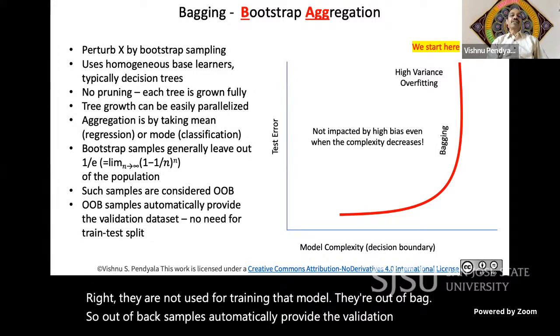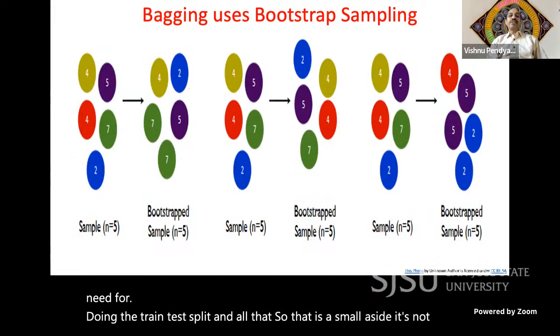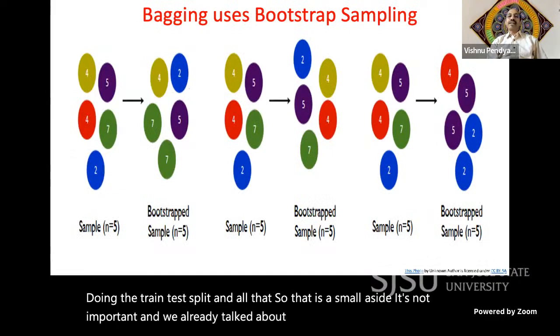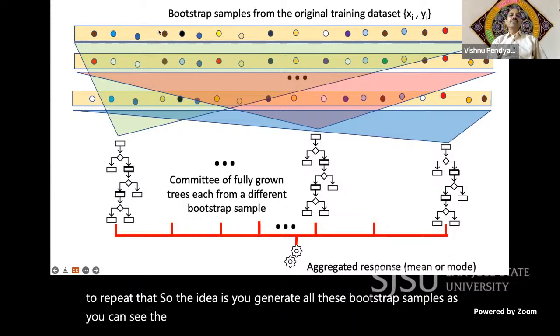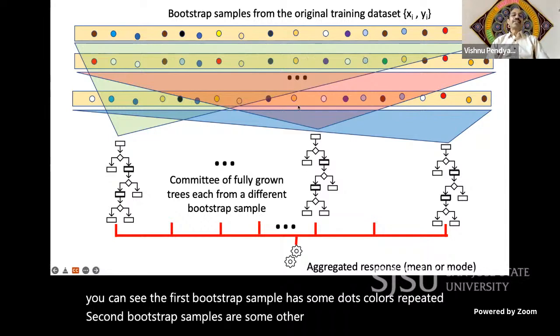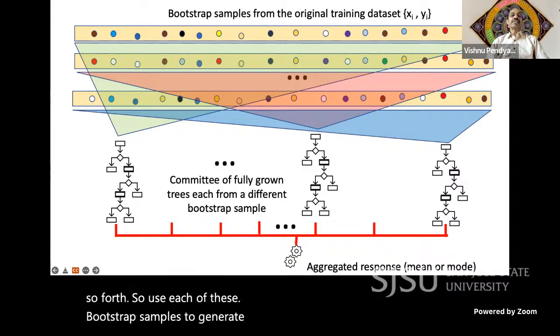No need for doing the train, test, split, and all that. So that is a small aside. It's not important. And we already talked about what bootstrap sampling is. I don't want to repeat that. So the idea is you generate all these bootstrap samples. As you can see, the first bootstrap sample has some dots, colors repeated. The second bootstrap sample has some other dots, colors repeated, and so on and so forth. So use each of these bootstrap samples to generate trees, fully grown trees, right?